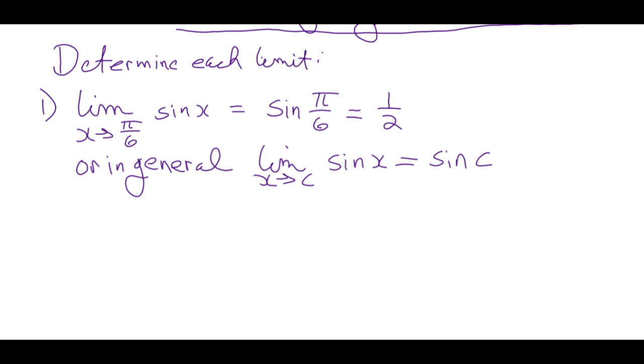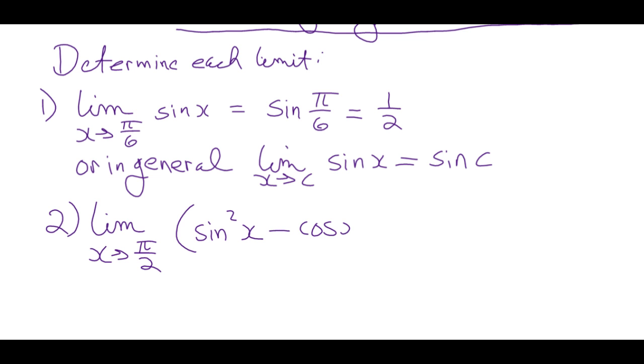Okay, so we're going to do 5 of these. That's number 1. Number 2. The limit as x approaches pi over 2 of sine squared x minus cos x. Write that right? Okay, I wrote that right.